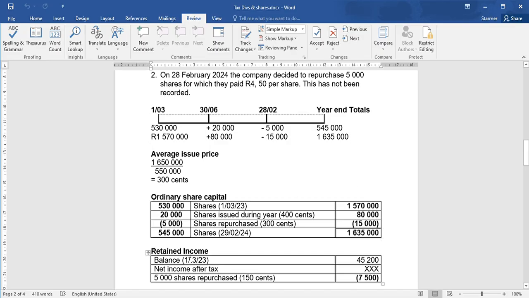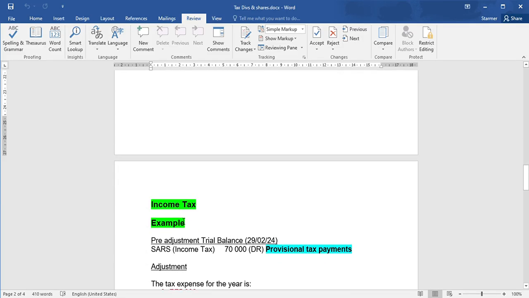And then your year-end totals, you simply fill in 545,000 and 1,635,000. So make use of this timeline, split up the number of shares from the Rand value, and you will find that this makes the share capital note a lot simpler than if you just try and do it without that. Right, moving on now to income tax.